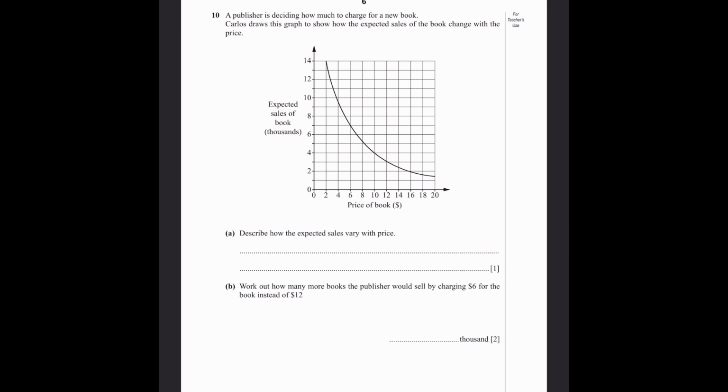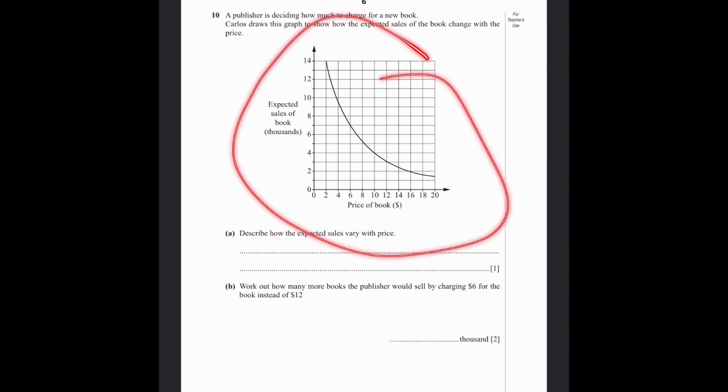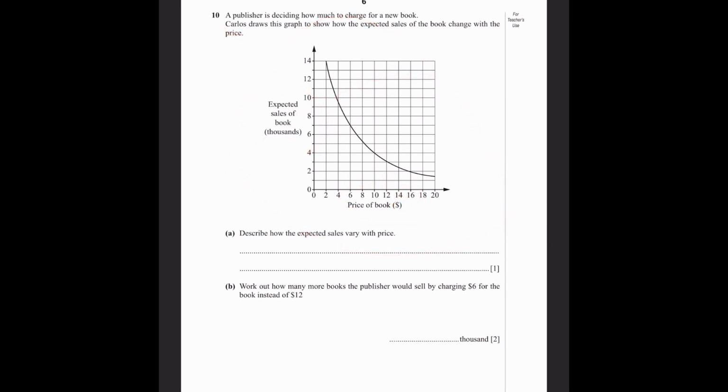A publisher is deciding how much to charge for a new book. Carlos draws this graph to show how the expected sales of the book change with the price. So we have this graph which is drawn by Carlos about expected sales of the book in thousands and then the price in dollars. A, describe how the expected sales vary with price.